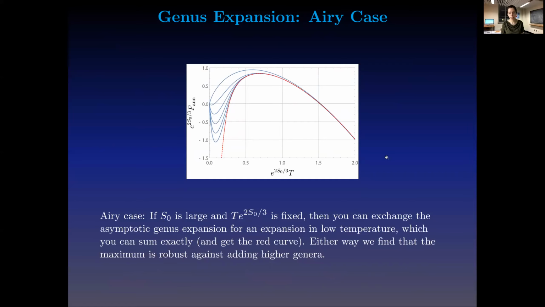So the red curve is exact. And as you can see, it's very much non-monotonic. And this tells you that genuinely there is a problem here. This free energy is non-monotonic with temperature, and therefore the annealed free energy is just completely unphysical. So either way, whether we choose the partial sum method or we just limit to the Airy case, we find that the maximum is robust against adding higher genus.